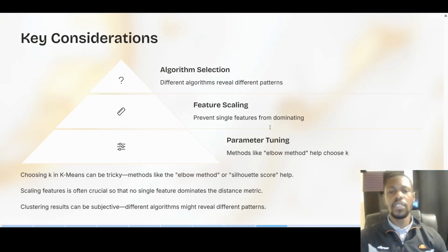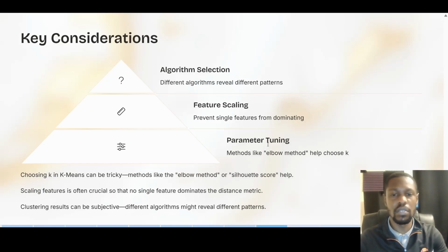Right, so also feature scaling. Prevent single features from dominating, and also parameter tuning. Methods like the elbow method help choose how many groups, known as K, that we will need. Alright, and we're going to look into what all of these mean in a little bit more detail later on.